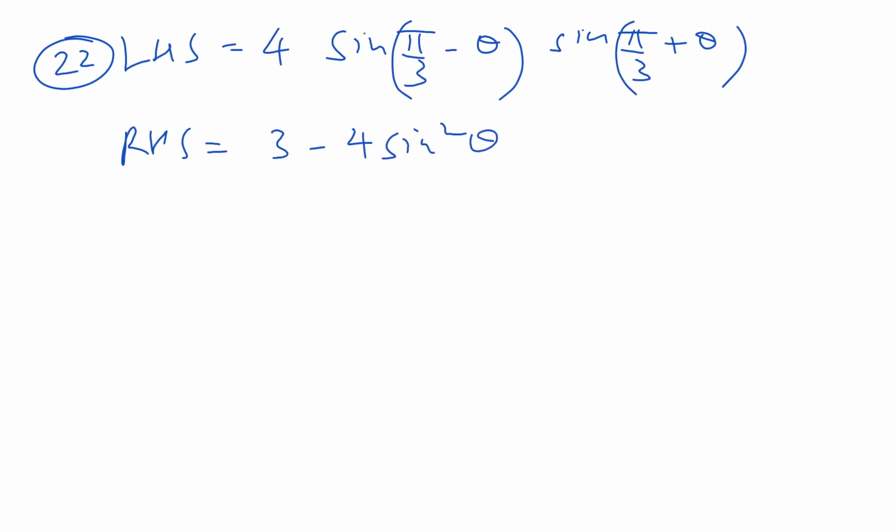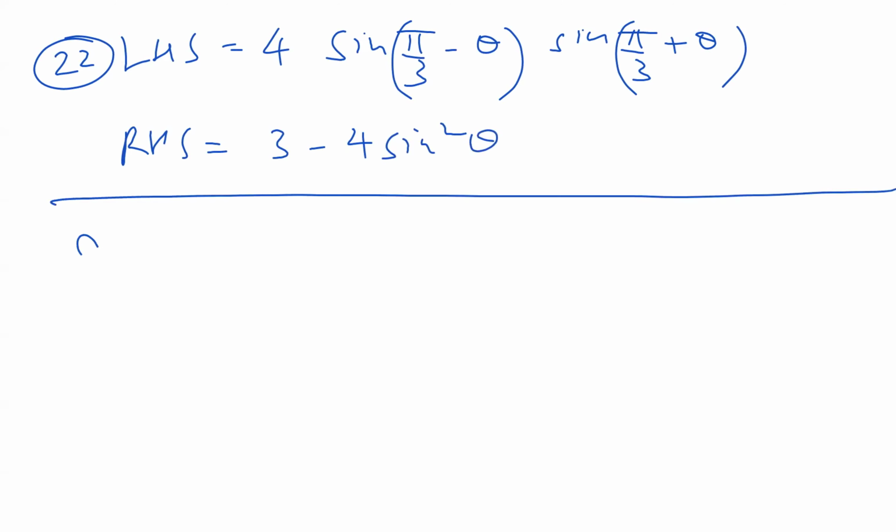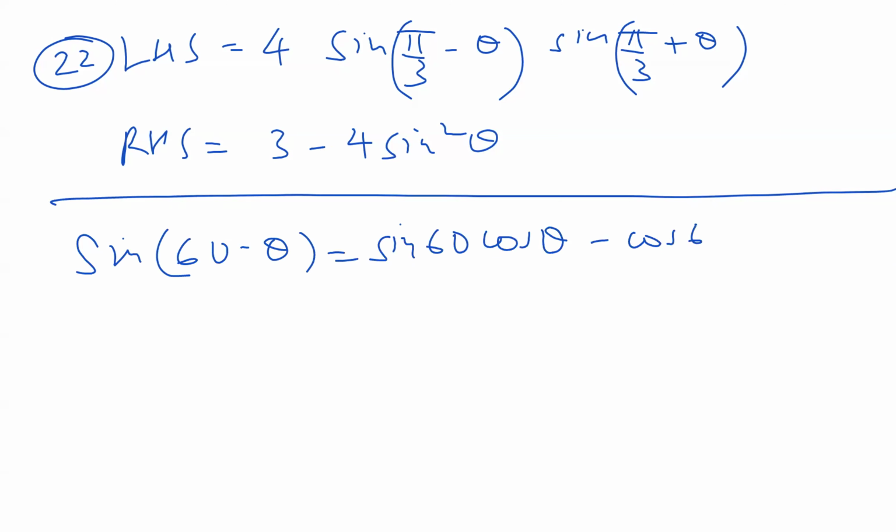Okay. So I'll start with the LHS, but then I'll first calculate sine pi by 3 minus theta. Pi by 3 is 60 degrees, converted from radians into degrees. That is equal to sine 60 cos theta minus cos 60 sine theta. So that is equal to sine 60 is root 3 by 2 cos theta minus half sine theta.